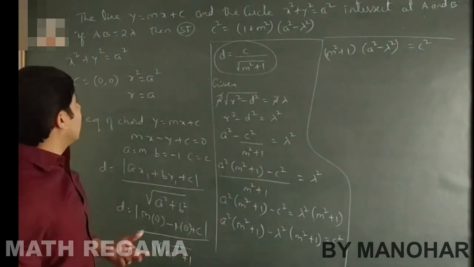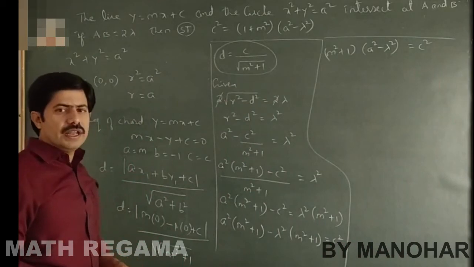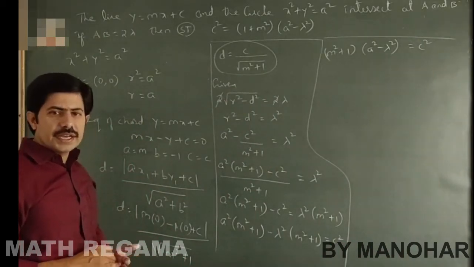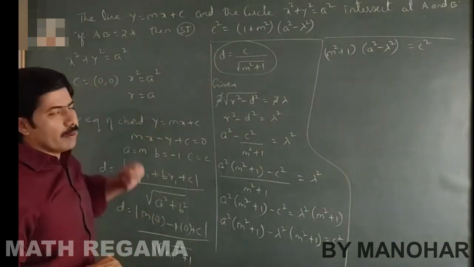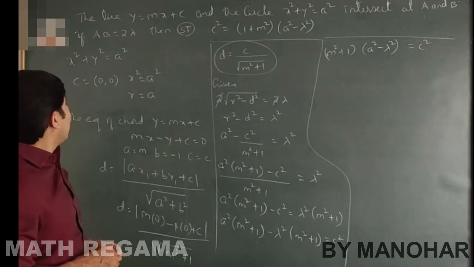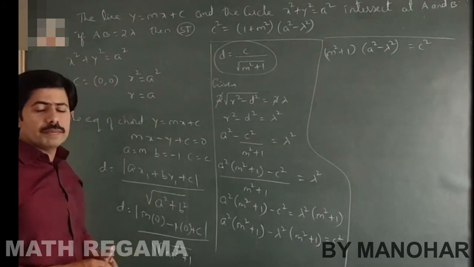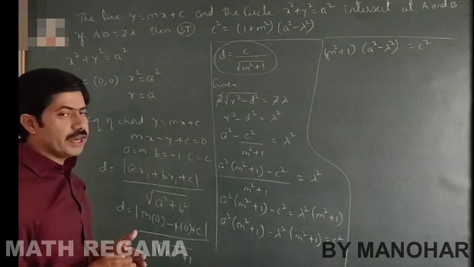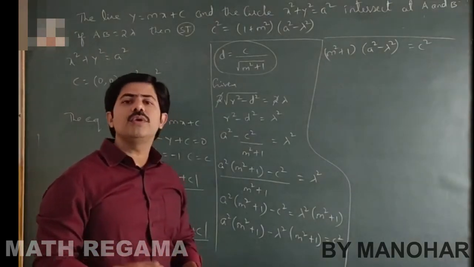Okay, I'll just repeat this. See now, the line y is equal to mx plus c and the circle x square plus y square is equal to a square intersected at A and B. Intersected at A and B means y is equal to mx plus c is a chord to the circle. And AB is equal to 2 lambda. That means the length of the chord is given as 2 lambda. So here we find out the length of the chord and equate it to 2 lambda.